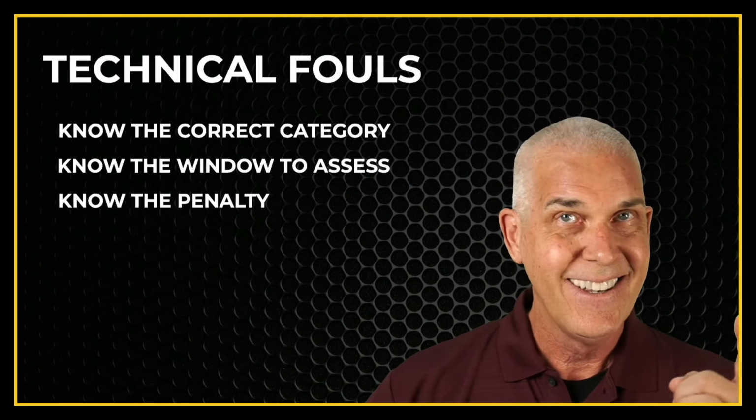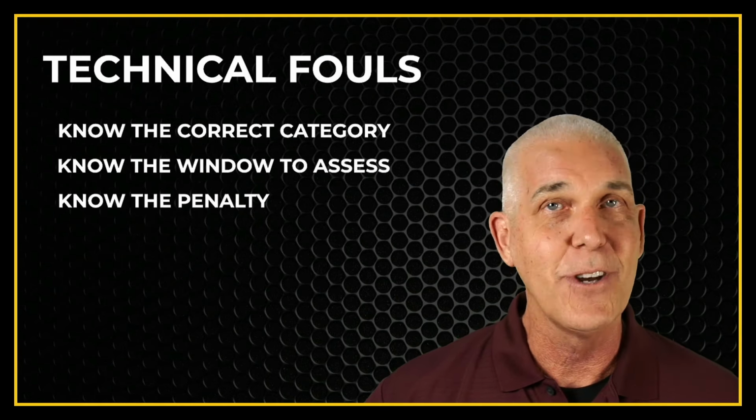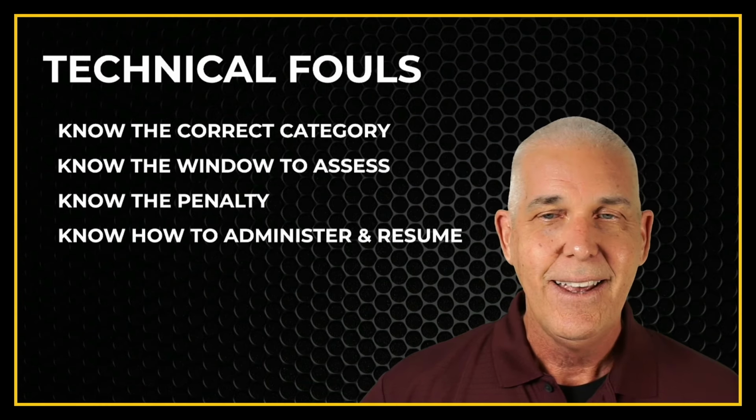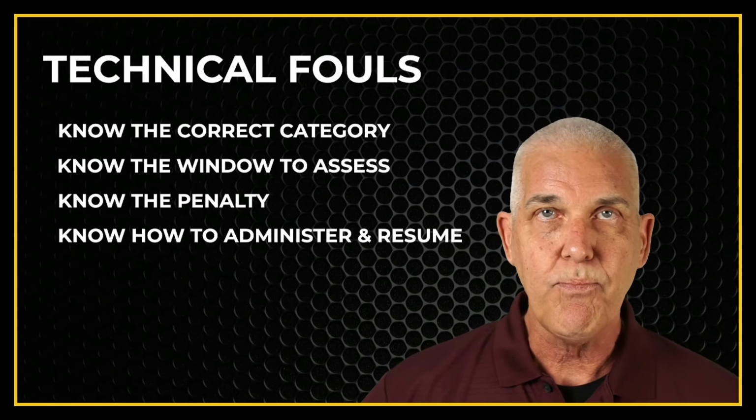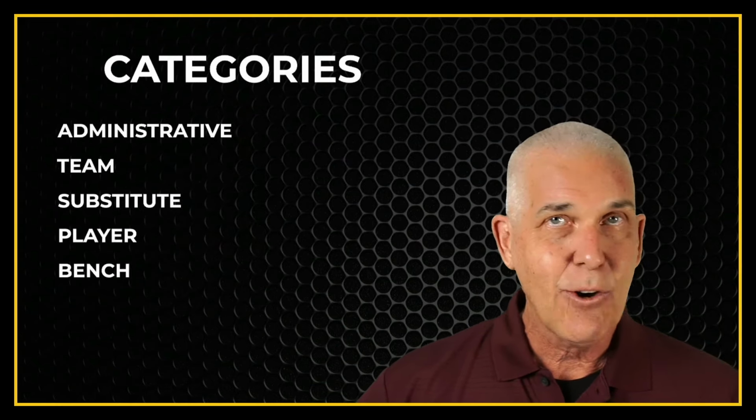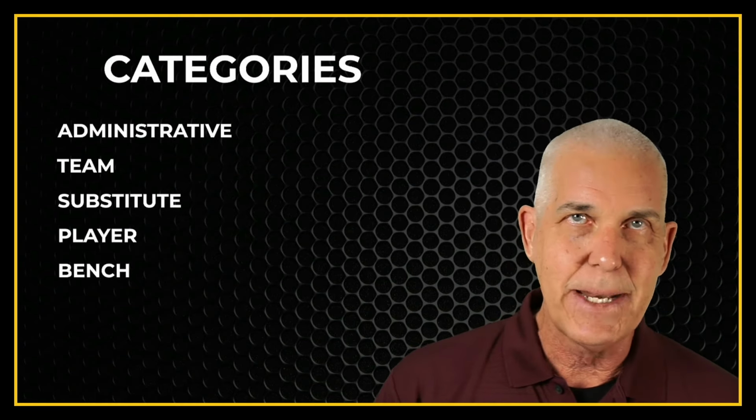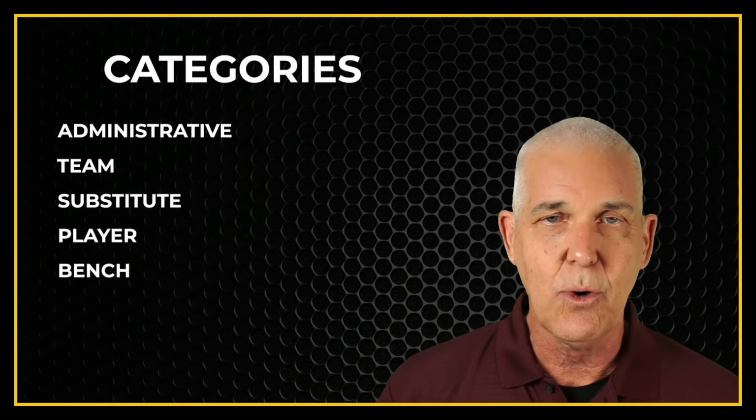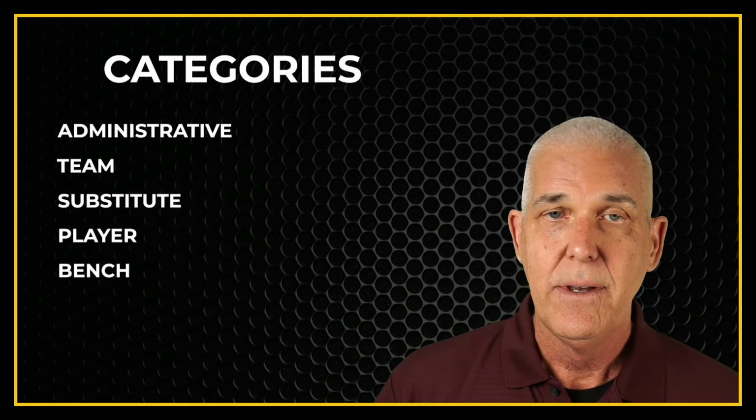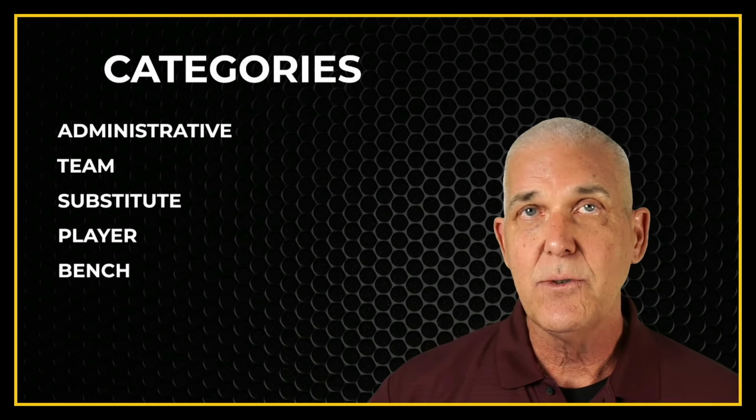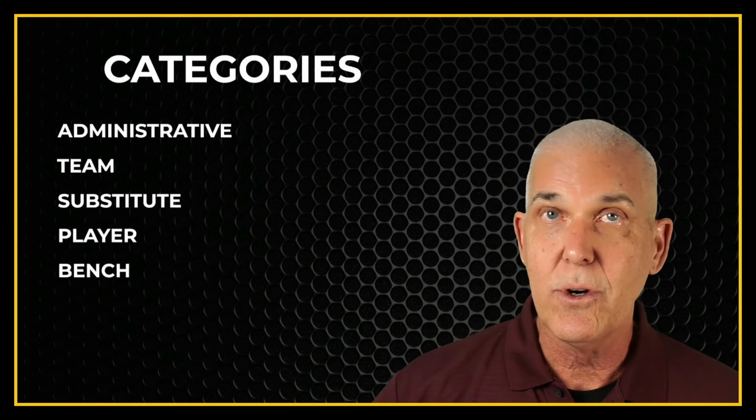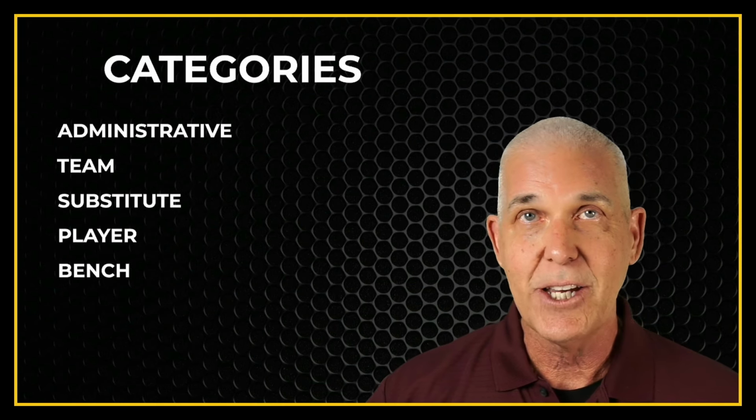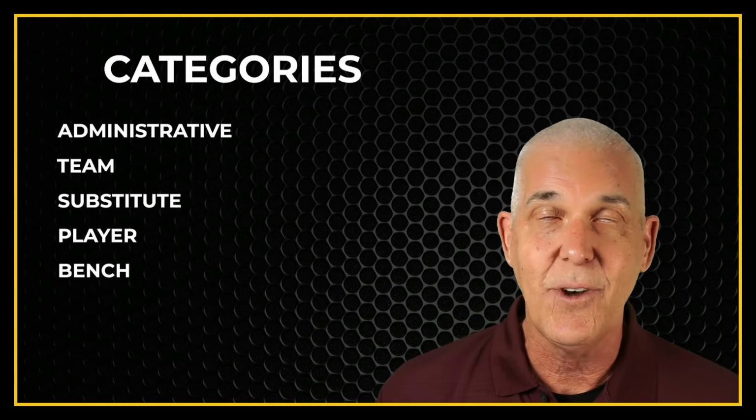We need to know the penalty. Great news, it's simple, straightforward. 2 free throws and the ball for a division line throw-in. And we need to know how to administer and resume the game. These are categories of technical fouls that we have to dominate and own completely when we go on the basketball court. The administrative technical, team technical, substitute technical, player technical, and bench technical. And the bench technical, of course, brings with it different considerations with indirect technical fouls, and we need to be experts at that as well.